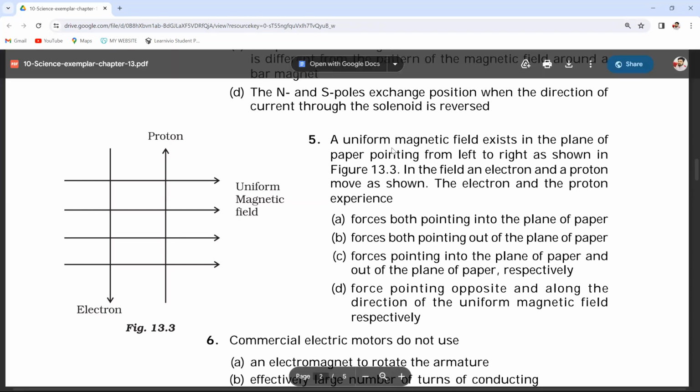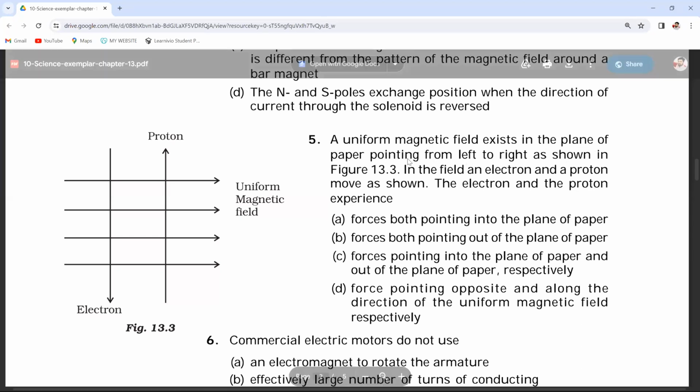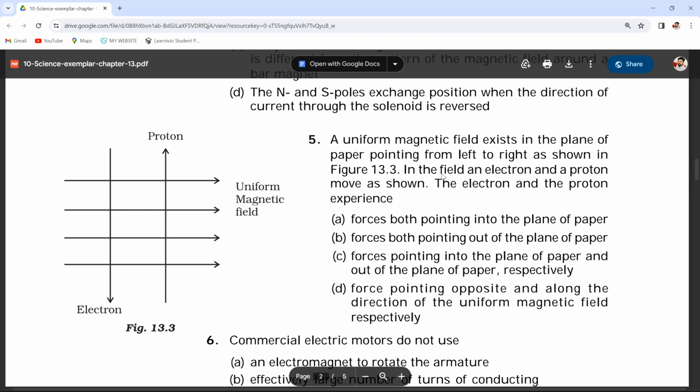A uniform magnetic field exists in the plane of paper pointing from left to right as shown in the figure. As shown, this is one proton and electron. So opposite the direction of proton, you can take it. So this is the magnetic field. What will be the force acting? You can do this one in very simple language.